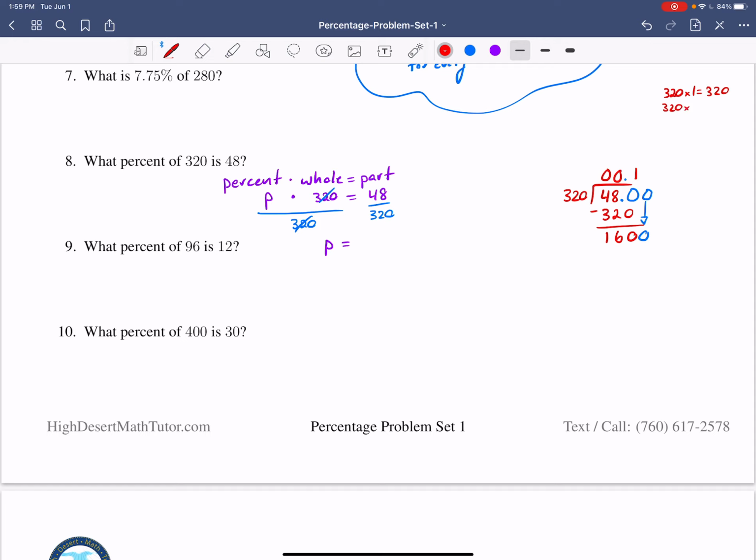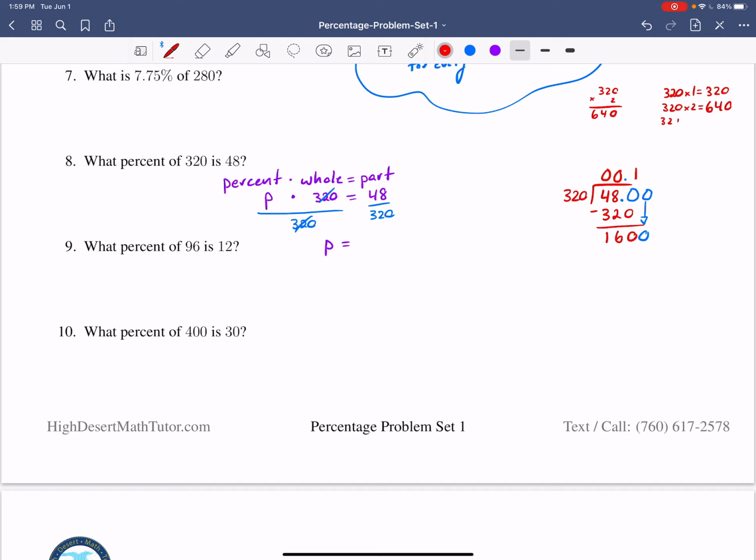320 times 2. 2 times 0 is 0. 2 times 2 is 4. 2 times 3 is 6. So 320 times 2 is 640. We're not quite there yet. We're not up to 1,600 yet.